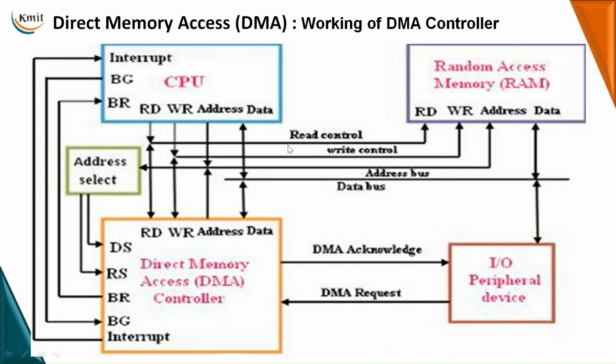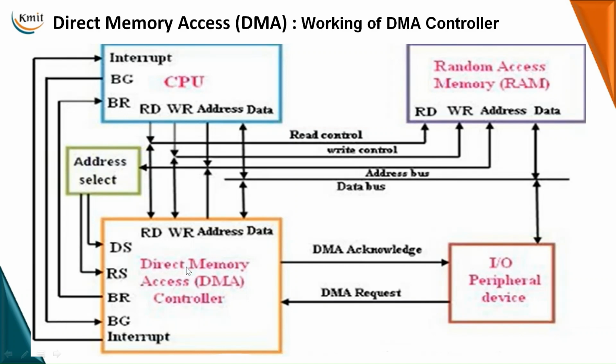Now this particular IO bus is in the control of the CPU. Whenever the DMA controller wants to gain control of this bus to transfer the data from the peripheral device to the memory unit of the computer, it will first send a signal called the bus request signal. This is sent from the DMA controller to the CPU. Whenever the CPU receives a bus request signal, it responds with a signal called the bus grant signal.